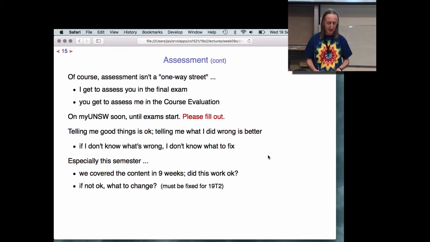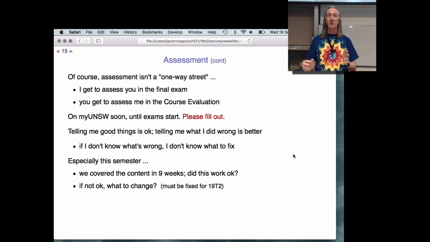So that'd be nice. It's fine to tell me good things about the course, and it's handy because it means I'll keep doing them. But if I stuffed something up, that's even more useful to tell me about, so I can make sure it's not stuffed up next time. Especially for this semester, this is our last chance to fix things before trimesters start. Let me know if you reckon it works in 9 weeks.